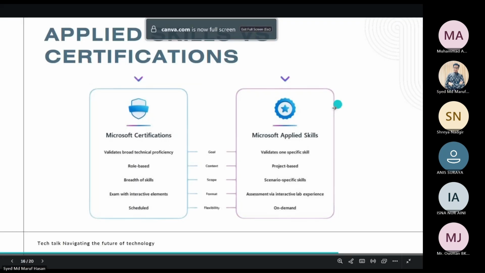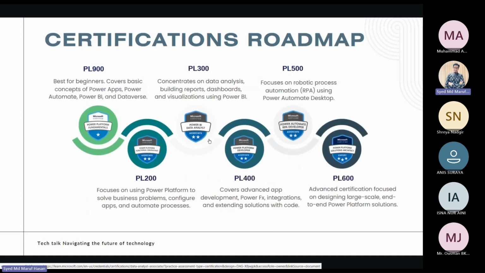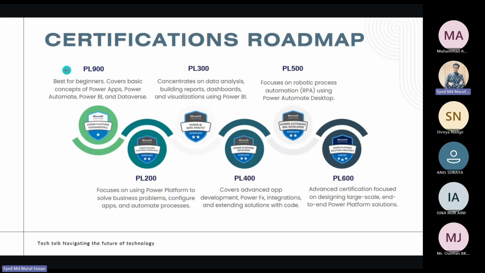Now, as you see, there is a difference between the Microsoft certification and the Microsoft Applied Skills. So this is the certification roadmap. First, we have PL-900, which is best for beginners, covering basic concepts of Power Apps, Power Automate, Power BI, and Dataverse. And then we have PL-200, which focuses fully on solving business problems, configuring the apps, and automating processes. So these are basically for those who are looking at becoming a Power Platform consultant.